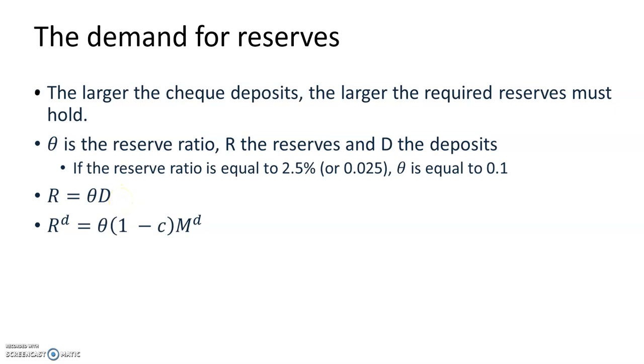The demand for reserves is given by Rd is equal to theta times 1 minus C times Md.